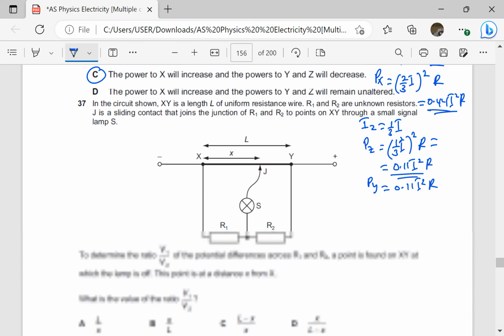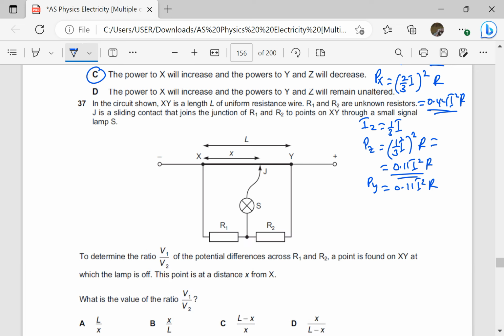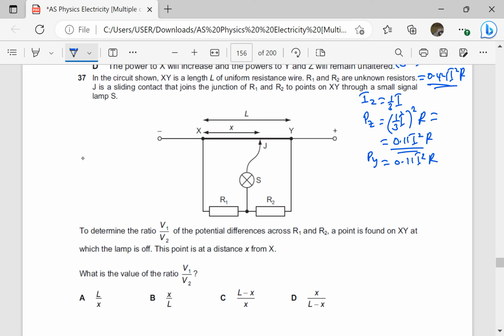Okay. In the circuit shown, XY is the length L of a uniform resistance wire. R1 and R2 are unknown resistors. J is a sliding contact that joins the junction of R1 and R2 to points on XY through a small signal lamp S. To determine the ratio V1 over V2 of the potential difference across R1 and R2, a point is found on XY at which the lamp is off. This point is at a distance x from capital X. What is the value of the ratio V1 over V2?